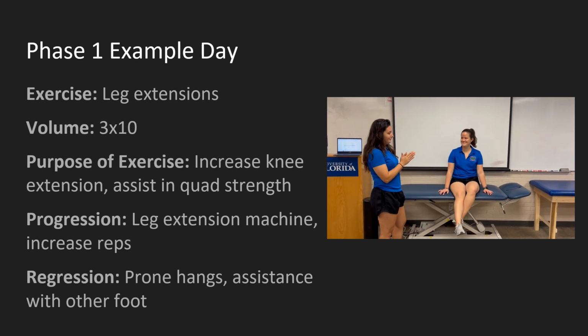A progression could be a leg extension machine, increasing those reps. And regression can be prone hangs if they're having trouble getting that extension on their own. And assist with the other foot, as you can see in the video.